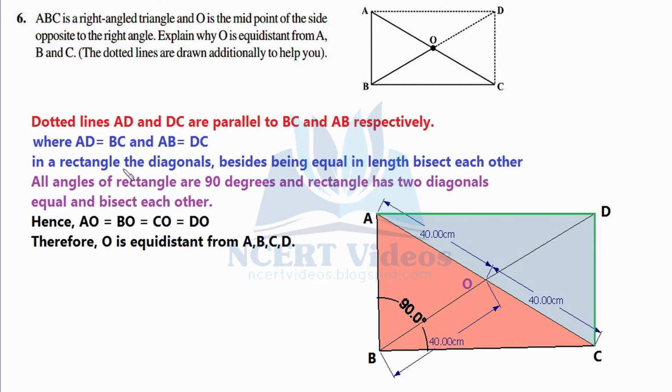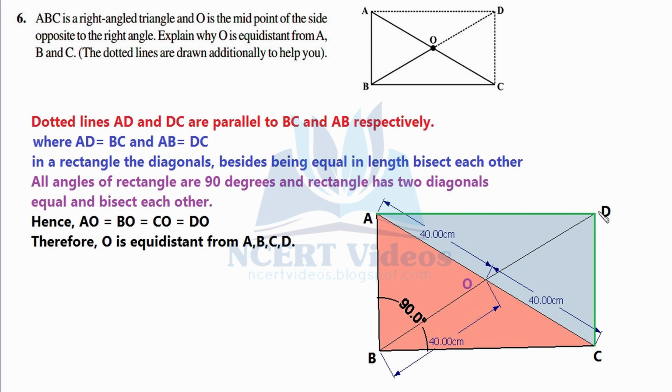Now we write, in a rectangle, the diagonals, besides being equal in length, bisect each other. This we know from the property of rectangles that both the diagonals formed inside a rectangle are of equal measure, and also they bisect each other. Again, in the statement part, we wrote all angles of a rectangle are 90 degrees. We just explained it. And a rectangle has two diagonals that are equal and bisect each other. That has been explained as well. Now, hence, AO equals BO equals CO equals DO. Why have we written this?